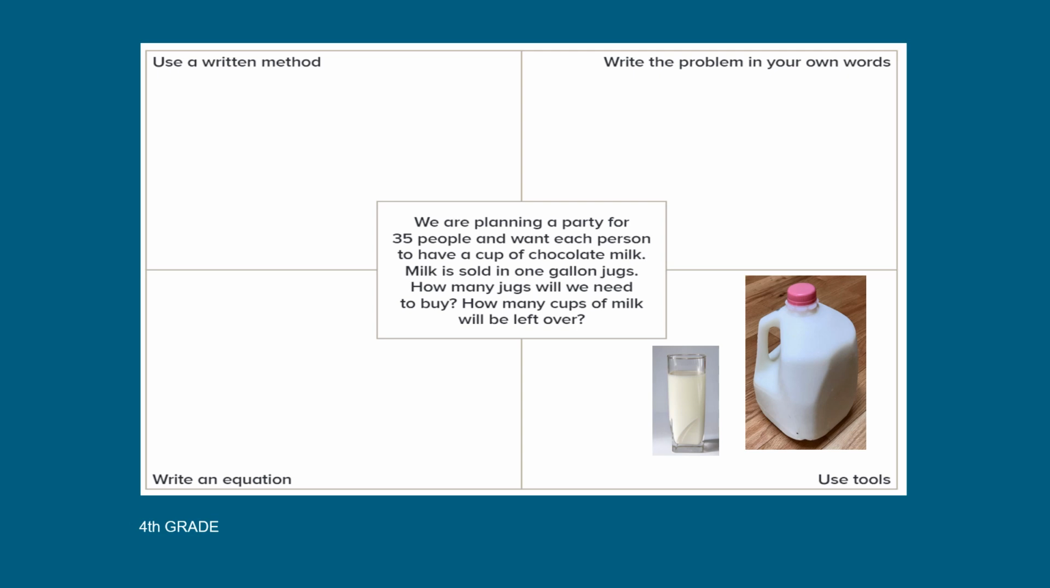Let's think about what we know from the problem. We know that we need 35 cups of chocolate milk for the party. We are trying to figure out how many gallons of milk that will be and how many cups will be left over.